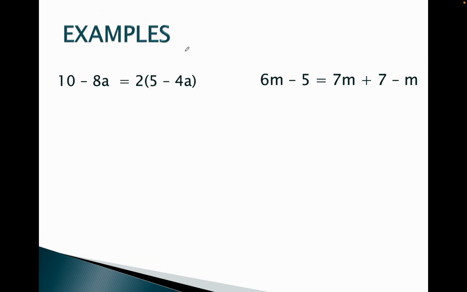Let's take a look at some other special case scenarios that might occur. If you look at these equations, initially they appear to be the same as or similar to the ones we just looked at. However, when you start to solve them, you notice some interesting things that happen. For example, when you distribute the 2, you end up with 10 minus 8a on the left and 10 minus 8a on the right.